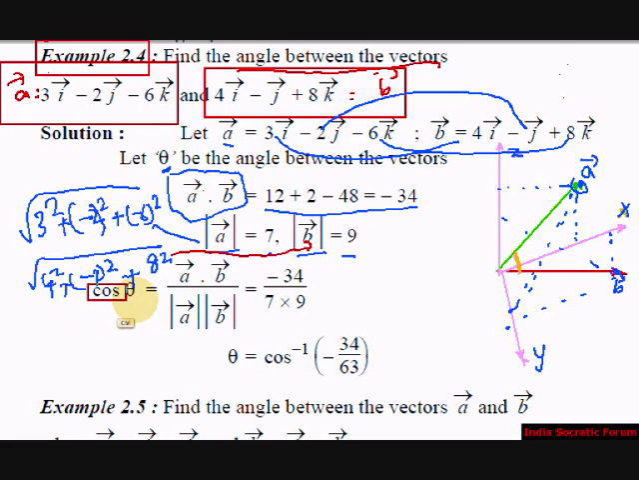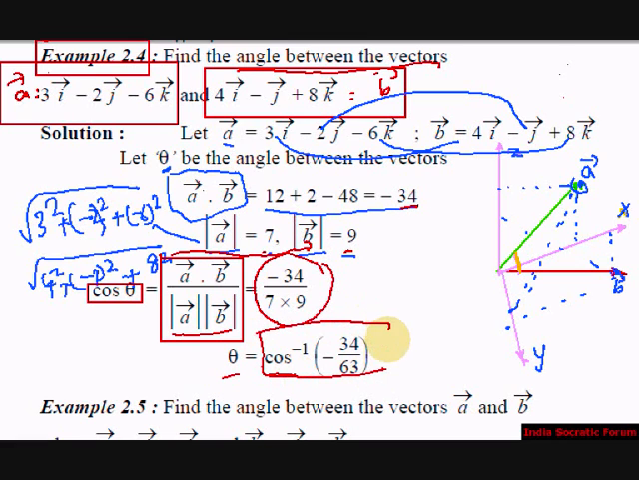Finally, we need to find the cos theta. We know the cos theta formula is a vector dot b vector divided by modulus of a vector multiplied by modulus of b vector. Substituting these values we got, right? So we found theta is equal to cos inverse of minus 34 by 63. Okay, this is how we find the value.